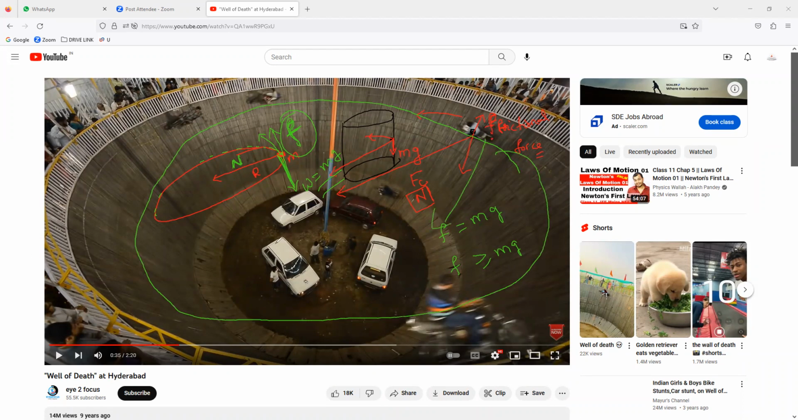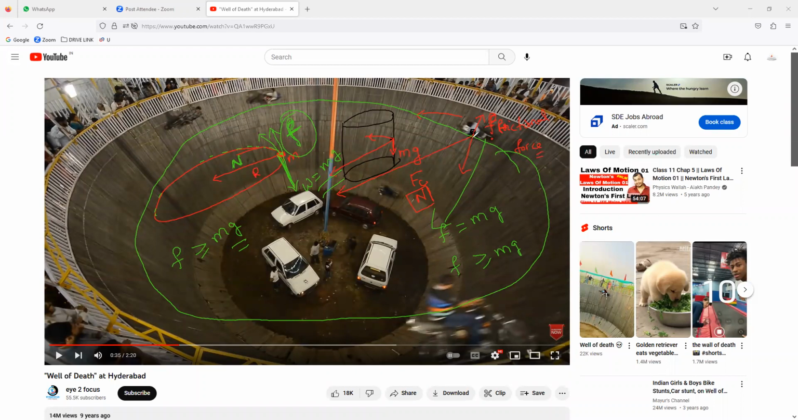Clear, everybody? Yes, please. That is only how to remember. So, the frictional force F must be greater than or equal to mg. Then only the person will be able to balance on this cone, that is the death well, and he will be able to revolve continuously in that. Otherwise, he will be falling down.